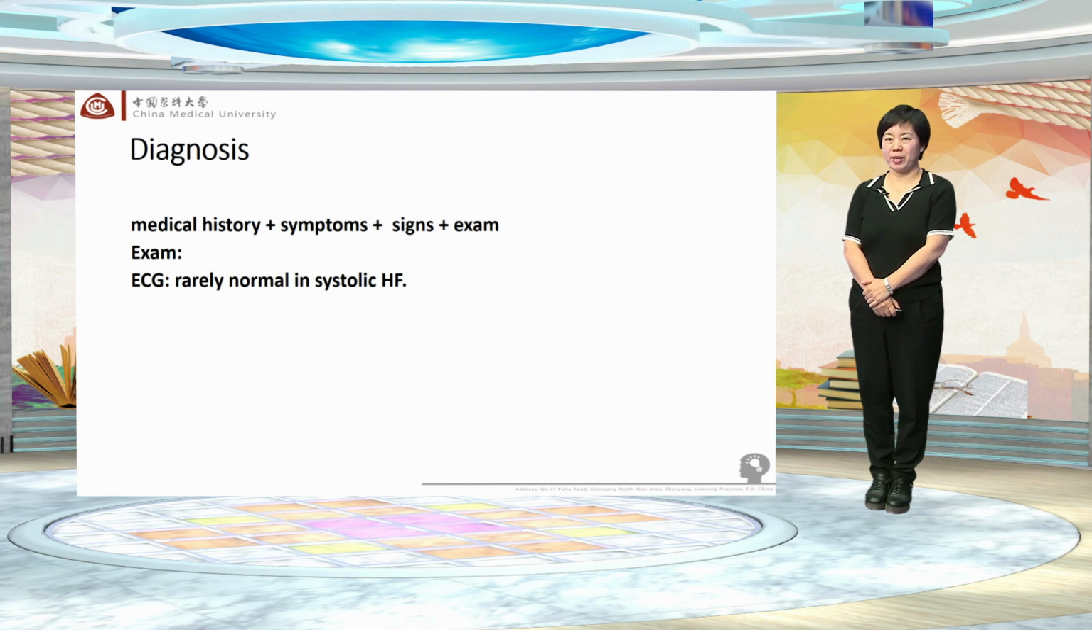In the clinic, we diagnose heart failure with medical history, symptoms, signs, and the results from the exams. Usually, there are some manifestations in ECG, such as changes in heart rate. Sometimes we can find arrhythmia in ECG.